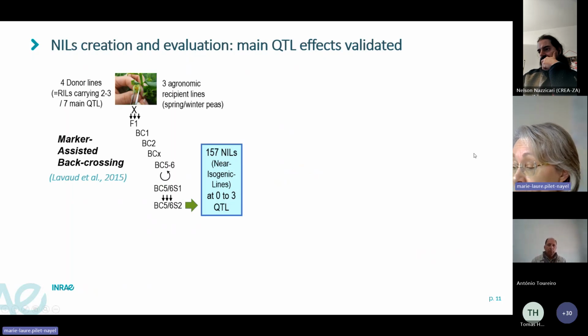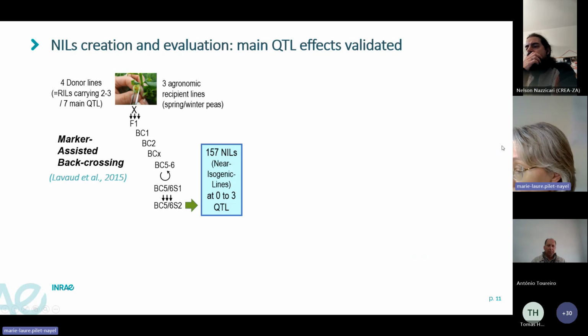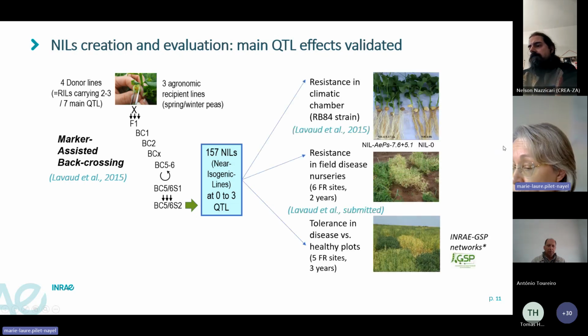So to investigate the effect of combining QTL on increasing the level of resistance, we created near isogenic lines carrying resistance alleles at 0, 1, 2, or 3 main QTLs by marker-assisted backcrossing into agronomic lines. The NILs were evaluated for resistance in growth chamber, in greenhouse, and in multi-local and multi-year field infested nurseries or yield-infested versus healthy plots, using the INRAE French breeders Aphanomyces field network.